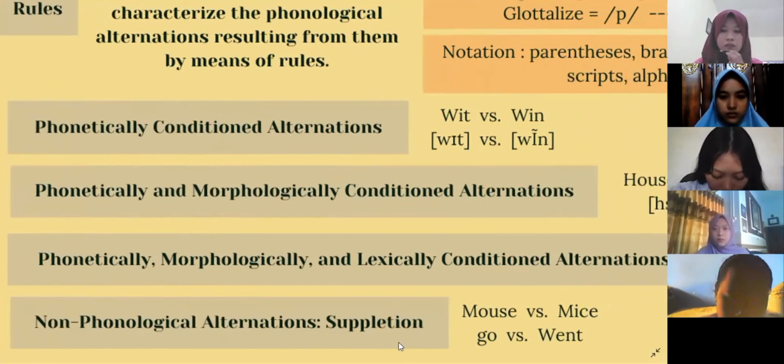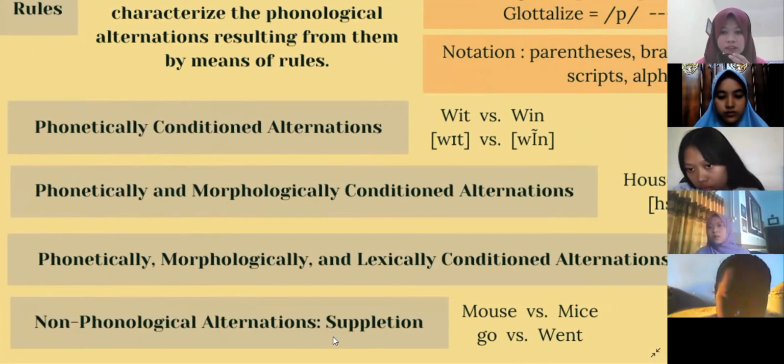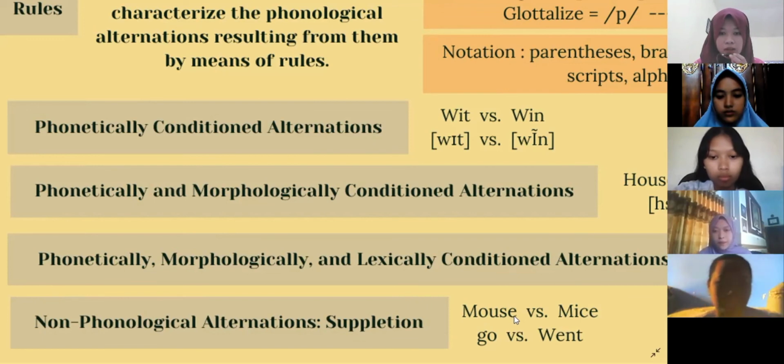Now I want to tell you about suppletion. Non-phonological alternation or suppletion is an alternation in which there is no certain phonetic conditioning or no phonological process, and is not part of our phonological knowledge. For example, mouse to mice or go to went.